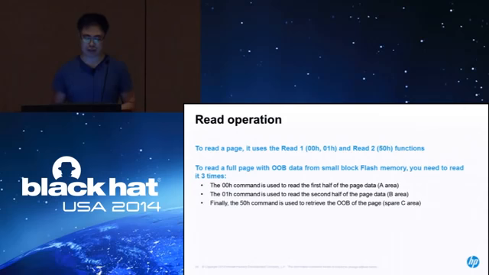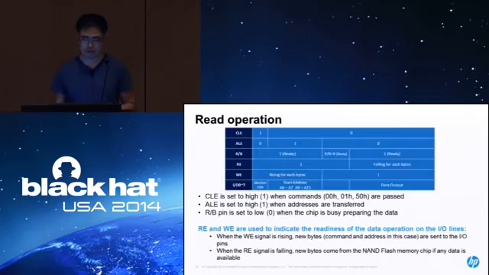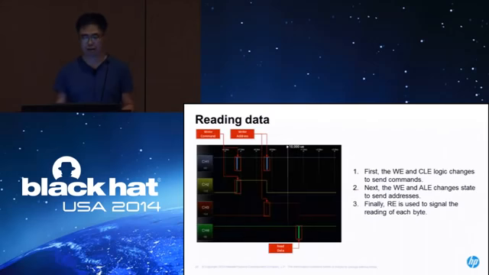The reason why you need 2 read 1 operations is that the internal buffer is smaller than the whole page, so you need to split each read. So you can't read the whole page in one time. So the read operation looks like this, but because we are out of time, I'm not going into the details, but you can find a lot of reference materials about how all those signals work for reading.